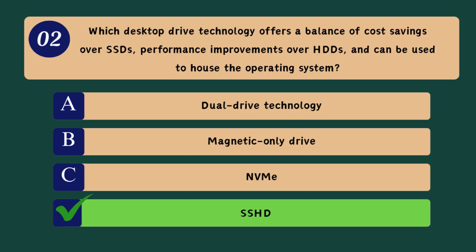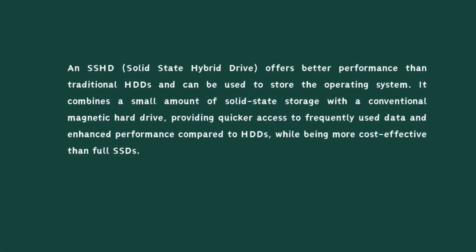Correct answer: D. SSHD. An SSHD, solid-state hybrid drive, offers better performance than traditional HDDs and can be used to store the operating system. It combines a small amount of solid-state storage with a conventional magnetic hard drive, providing quicker access to frequently used data and enhanced performance compared to HDDs, while being more cost-effective than full SSDs.